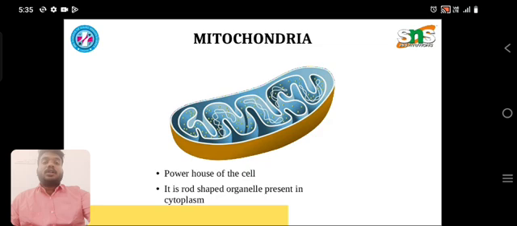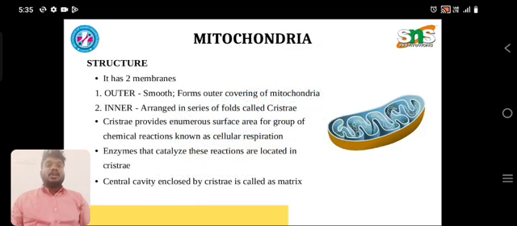Next we are going to see mitochondria. It is the powerhouse of the cell. It is a rod-shaped organelle present in the cytoplasm. By seeing the structure, it has two membranes, one outer and another inner. In the picture you can see the outer membrane is very smooth, so it forms the outer covering of the mitochondria, whereas the inner surface is arranged in a series of folds called cristae. Cristae provide enormous surface area for a group of chemical reactions known as cellular respiration. The enzymes that catalyze these reactions are located in cristae. The central cavity enclosed by cristae is called the matrix.